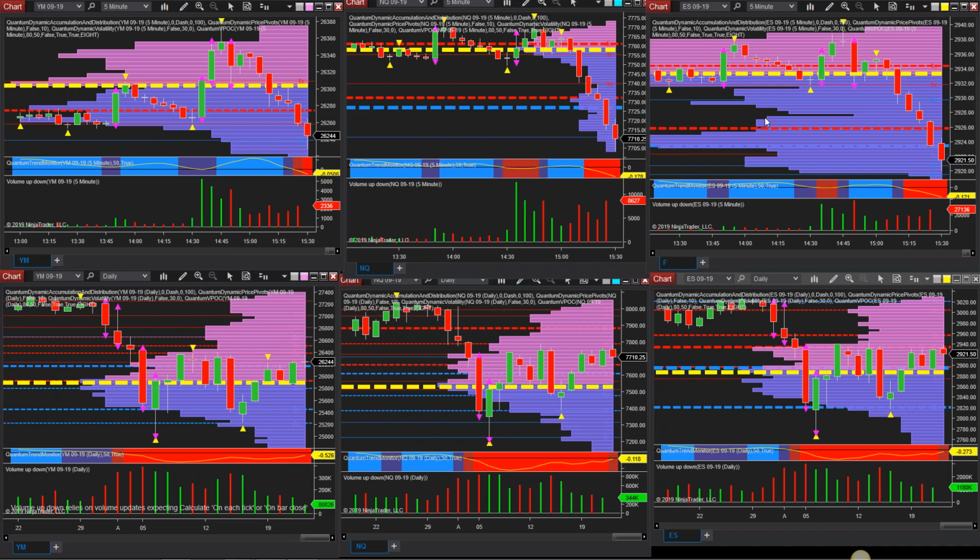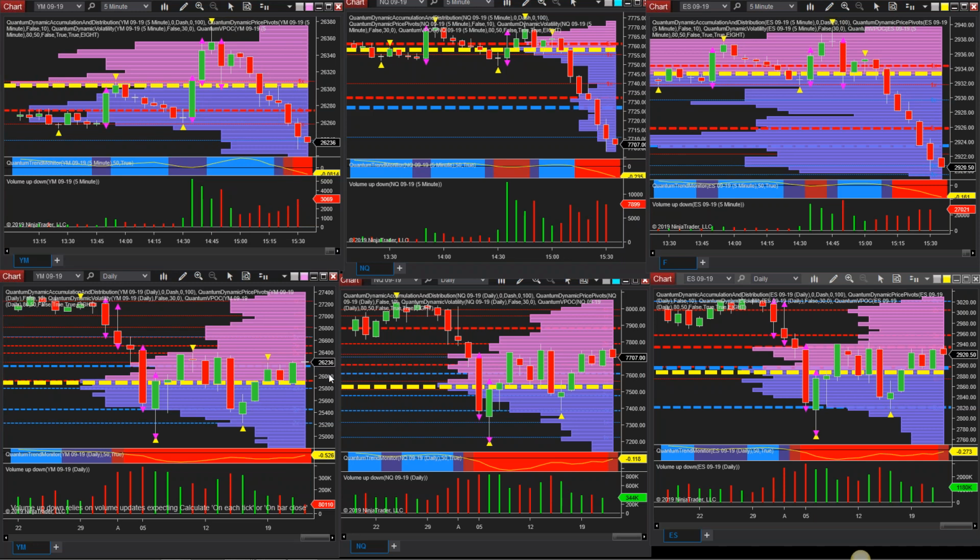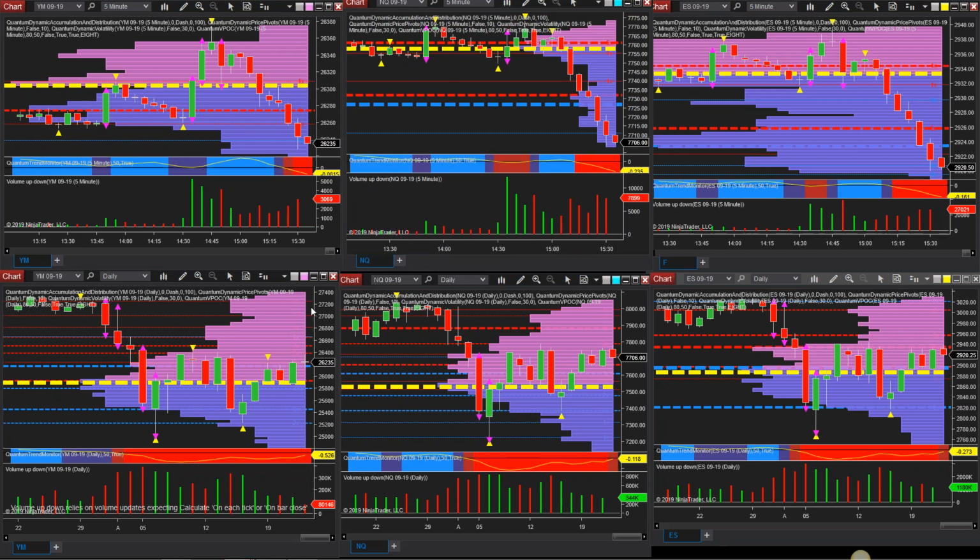I just wanted to flick over onto indices because it's quite interesting at the moment. We've actually got some divergence. Down at the bottom here, we've got the dailies for the three sisters, the YM, the NQ, and the ES, and up on the top, we've got the 5-minute. It's been moving very nicely, moving lower.